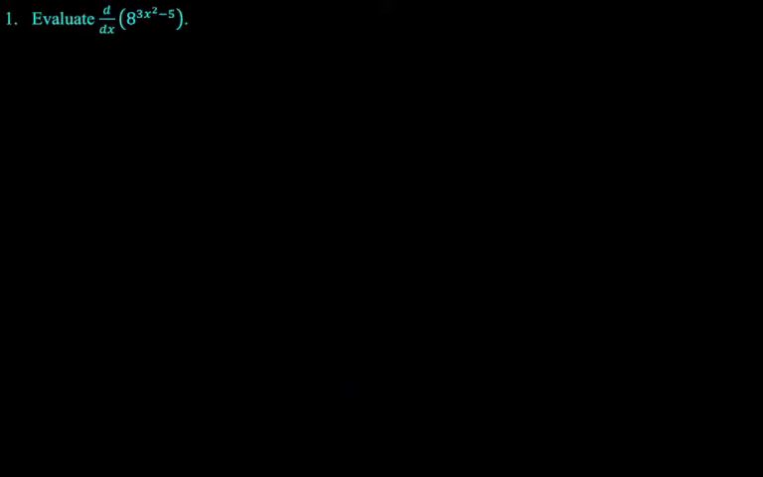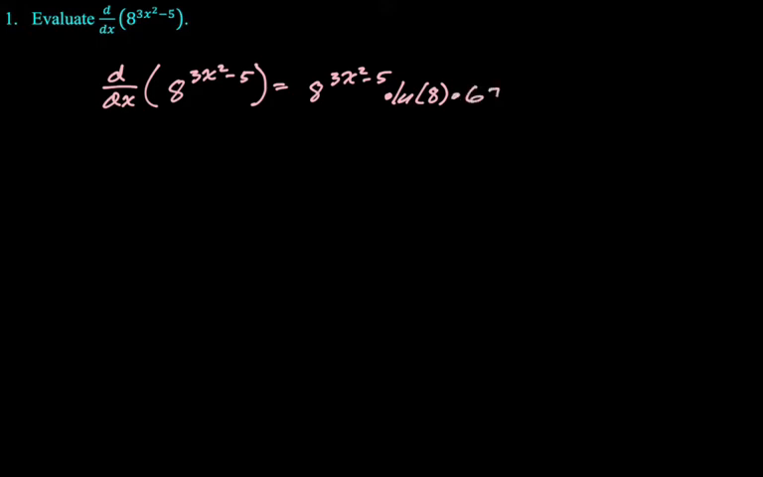Number 1, we want to evaluate the derivative d/dx of 8 to the 3x squared minus 5. So this is the derivative of an exponential function. That's going to be the derivative of a to the u is a to the u natural log of a times the derivative of u. So we start off with a to the u, which is 8 to the 3x squared minus 5, times the natural log of a, so the natural log of 8, times the derivative of u, so the derivative of 3x squared minus 5 is 6x.